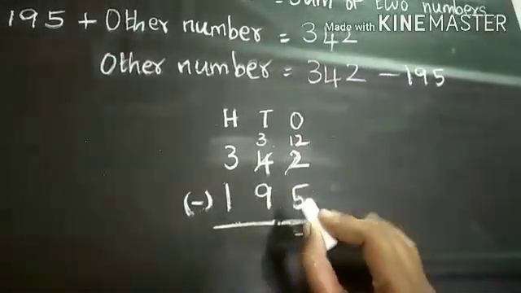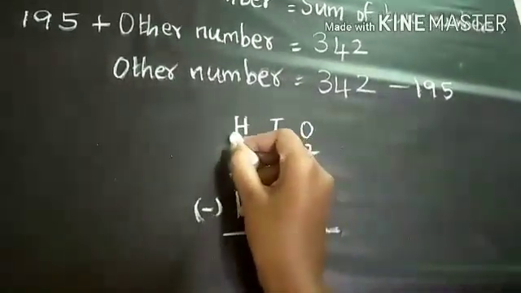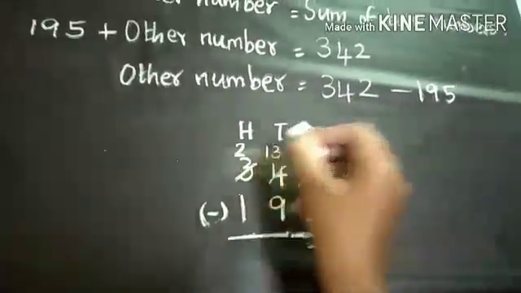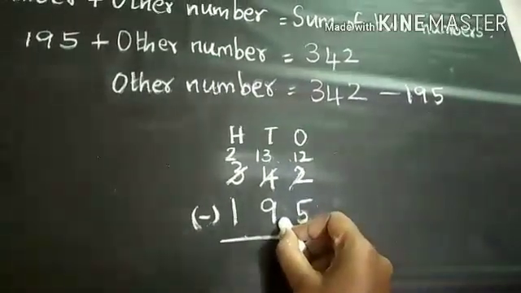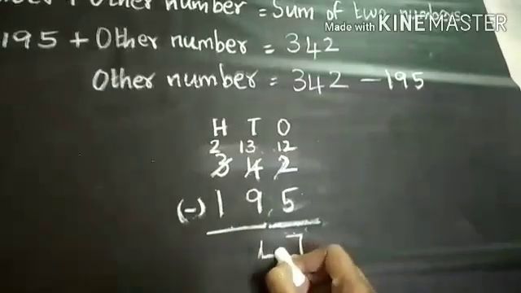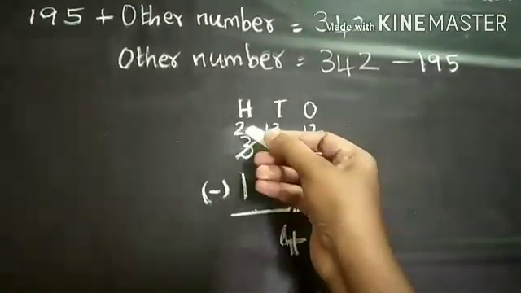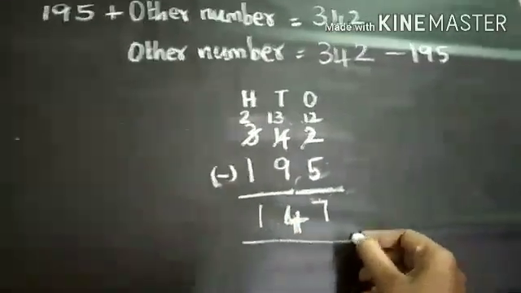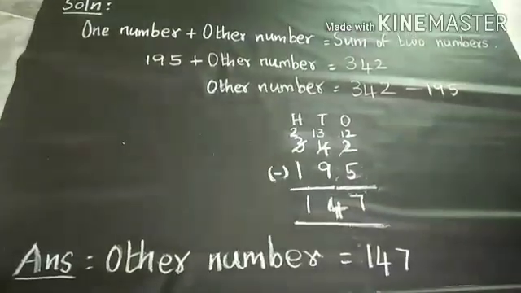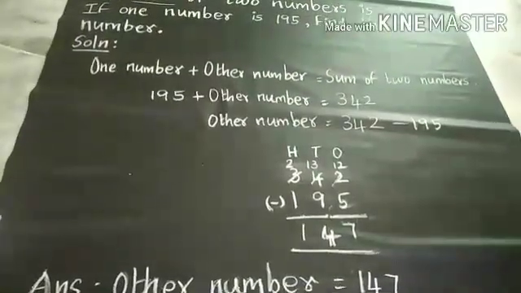Then subtract 9 from 3. We can't subtract 9 from 3, so borrow from the nearby places. 100's place becomes 2, 10's place becomes 13. Subtract 9 from 13, we get 4. Then subtract 1 from 2, we get 1. Now we get the other number is equal to 147. Have you understood, children?